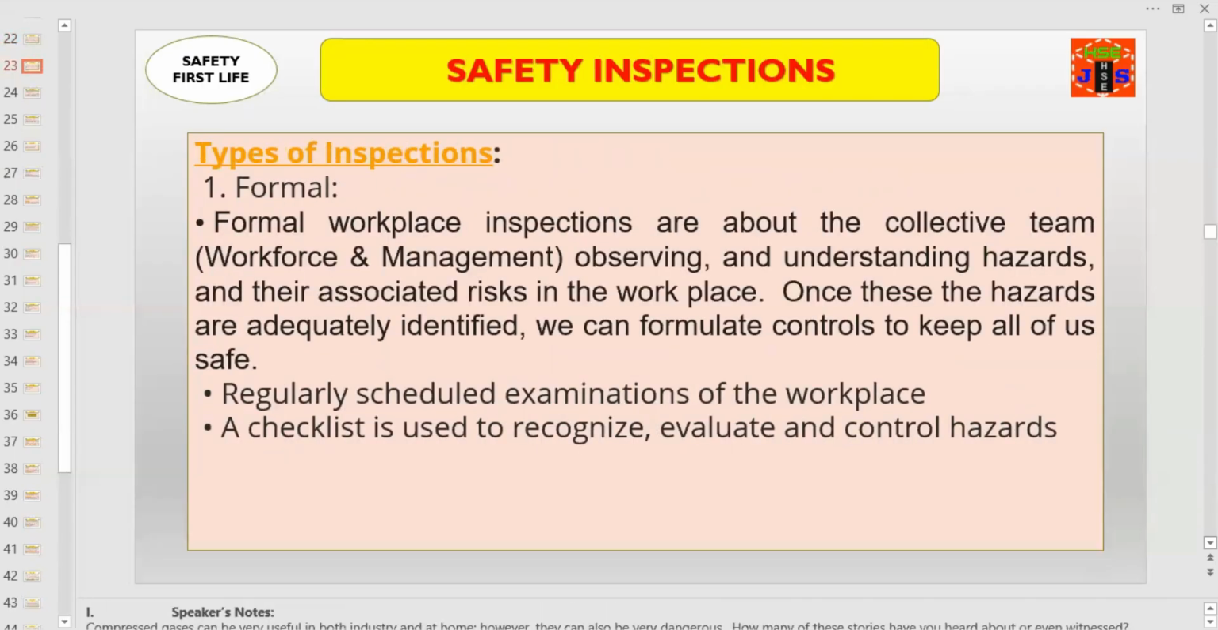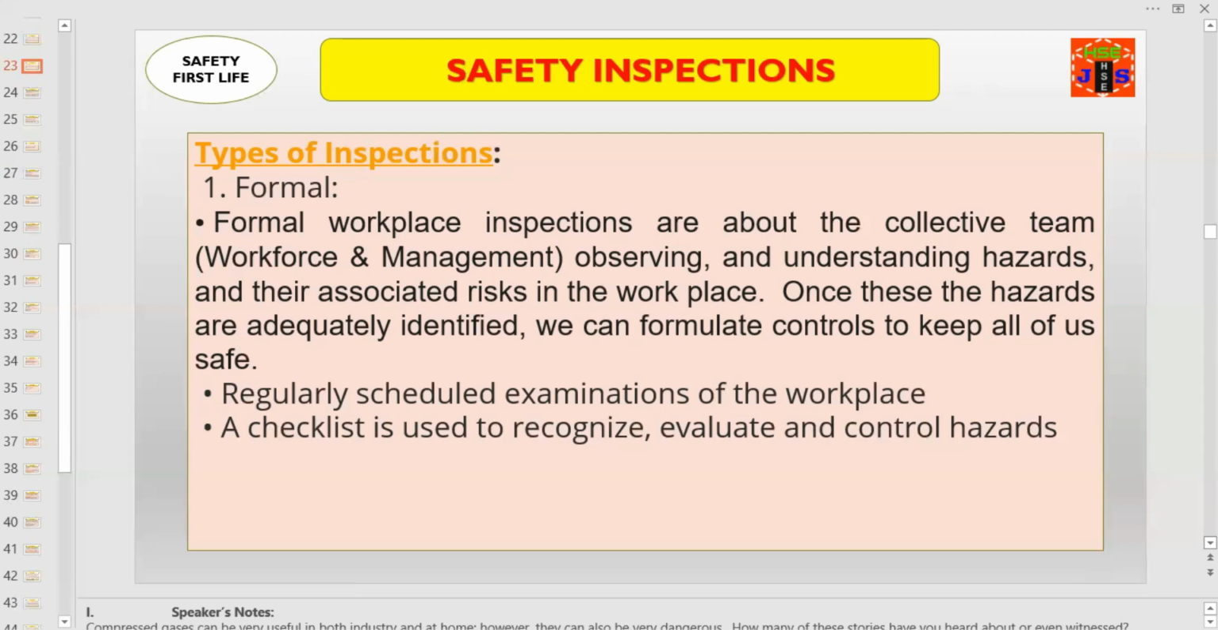Dear friends and fellows, as I told you, there are two types of safety inspections, formal and informal. Let us look first at the meaning of formal workplace safety inspection. Formal workplace safety inspections are about the collective team, workforce, and the management observing and understanding hazards and their associated risks in the workplace. Once these hazards are adequately identified, we can formulate controls to keep all of us safe.